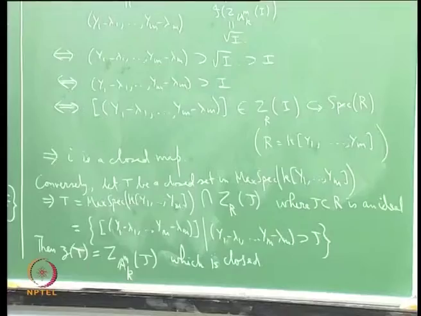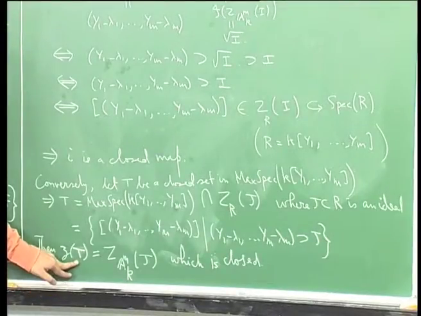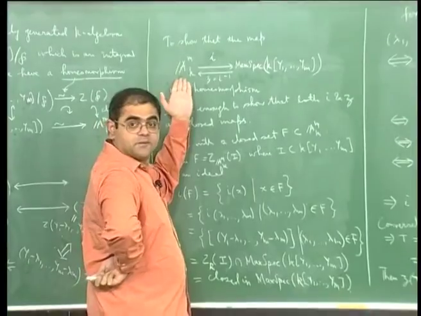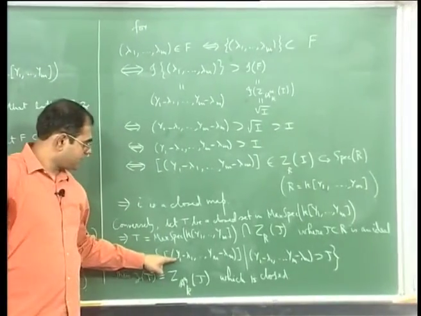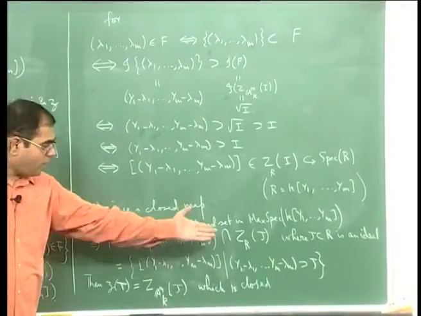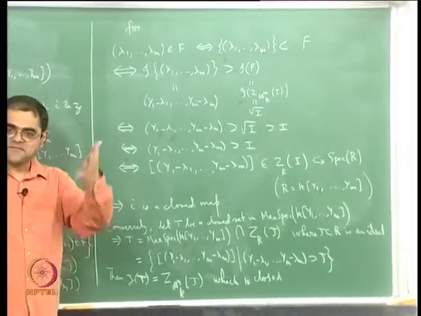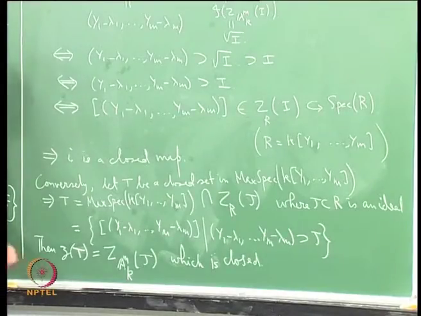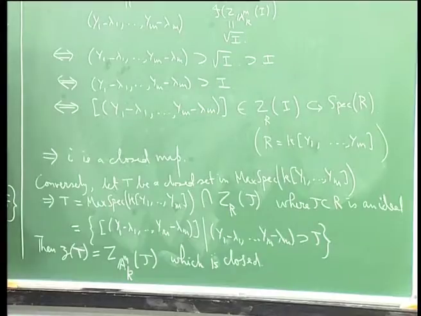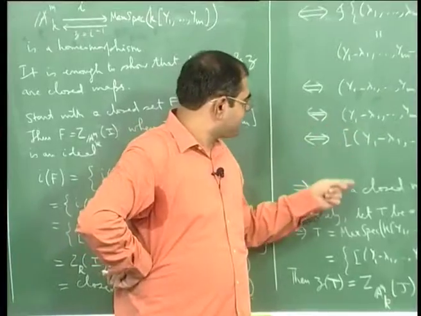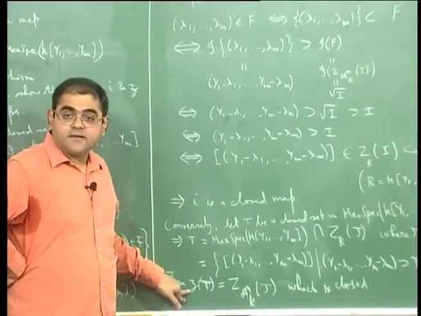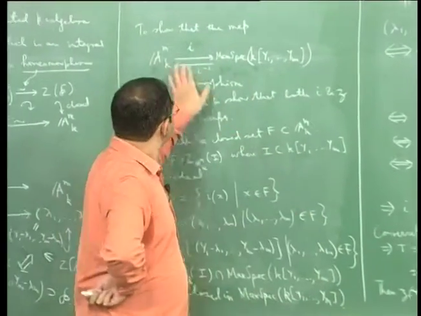Okay. So what is Z of T? It's going to be all those points of A^m which correspond to maximal ideals which contain J. That means it's going to be all the points of Z of J in affine space. So Z of T will just be Z of J in A^m. So what this tells you is that the inverse map of I, named small z, is also closed. Therefore this is a homeomorphism.